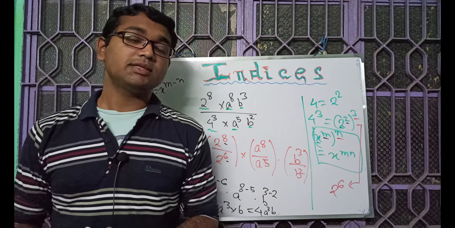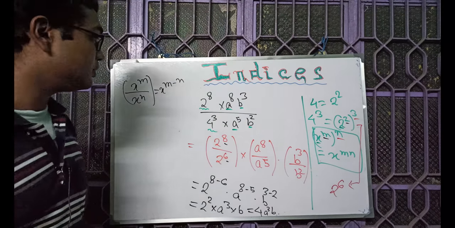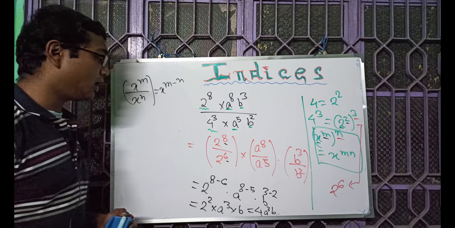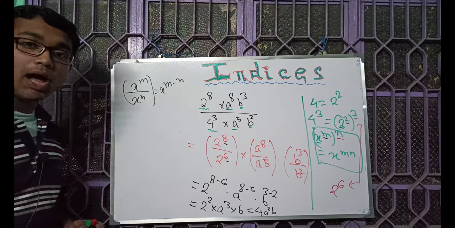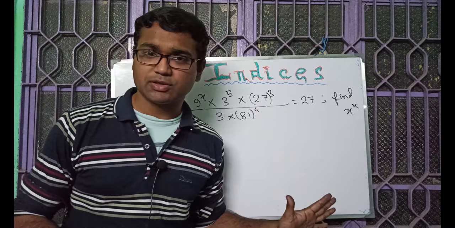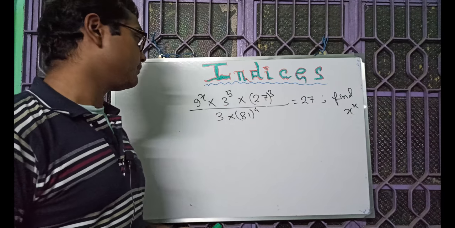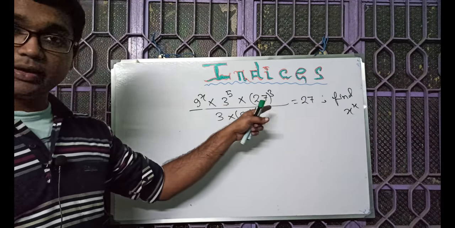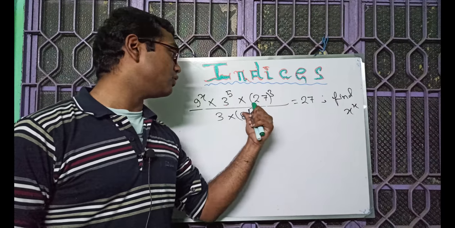Clear? This is one type of problem. Now, I'm coming to another problem. If you want, you can take a screenshot here. Okay? I think you have done it. Now, it is actually the same, we just have to do more work here. See, this is the expression given here, and this one is equal to 27. And we have to find the value of x.